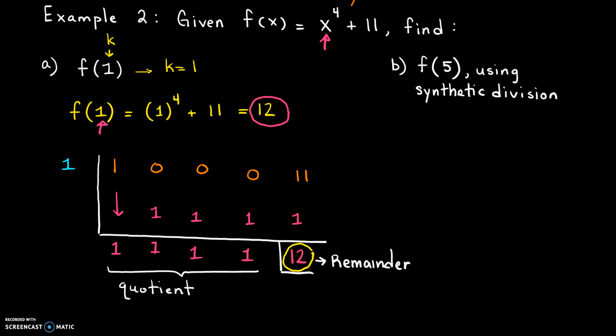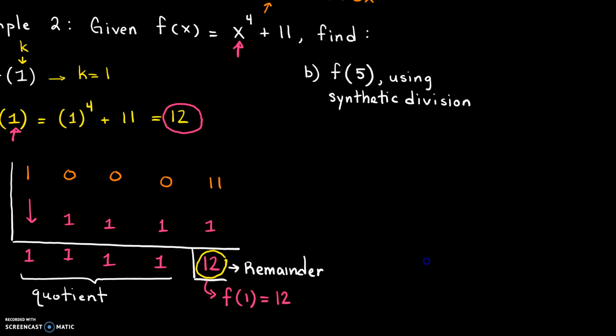In other words, if I ask you to find f of something, you can simply plug it into the function and go about it the old way, or you can do synthetic division with it, and whatever you get as your remainder is your f of k. So if I got 12 here, I could say that f of 1 is equal to 12.